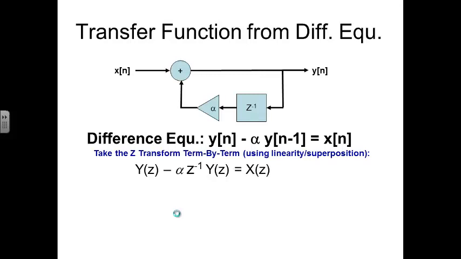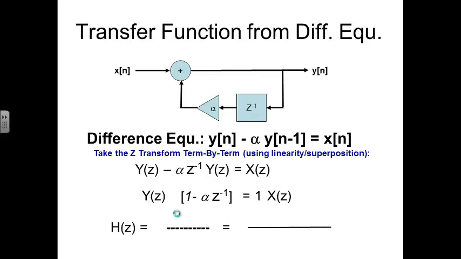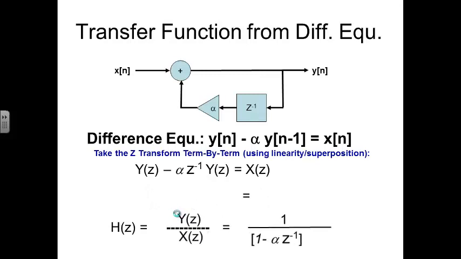And on this side, x of n becomes X of Z. And if I had any delayed versions over here, I'd do the same thing. I'd have z to the minus 1, z to the minus 2 terms, whatever. And then we can factor out all the Y of Z's on the left side, all the X of Z's on the right side, and then form the quotient of those two, Y of Z over X of Z, and take their equivalent parts to be 1 over 1 minus alpha z to the minus 1.